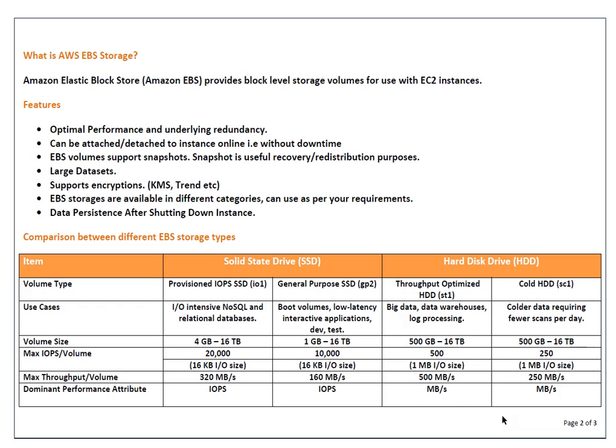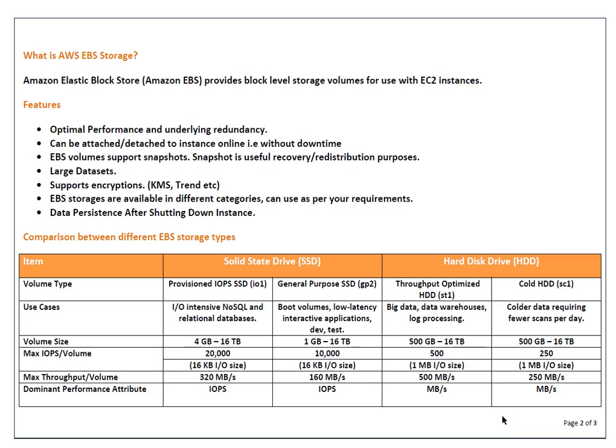EBS storage can be attached or detached to an instance online, which means without downtime. EBS Volume supports snapshots. Snapshots are handy when you are in recovery or you want to redistribute your volume to other instances. EBS supports large datasets. As of now, 16 terabytes is the maximum supported for a single EBS volume.